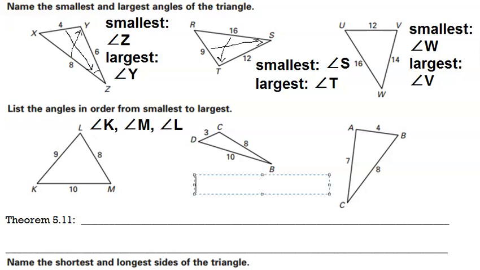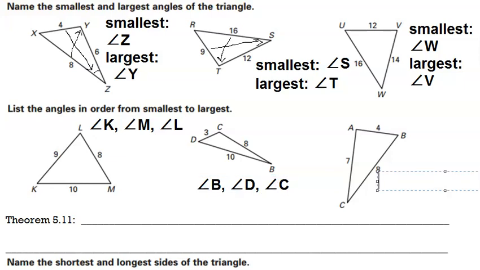All right, let's keep going here. You can even tell just by eyeballing this one. It's not even that hard to do, but angle B is definitely the smallest. Then angle D, because it is opposite the side of 8. And then last but not least, angle C, because it is opposite the side of 10.